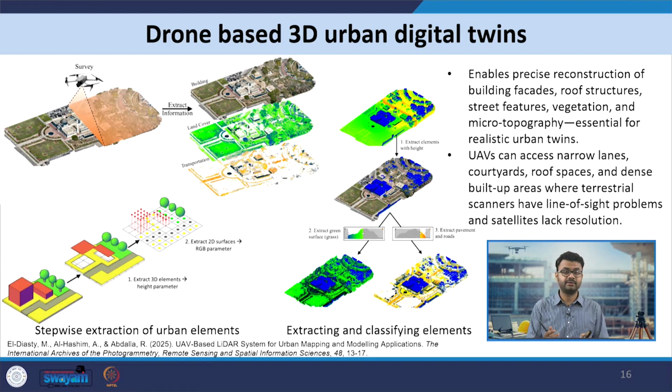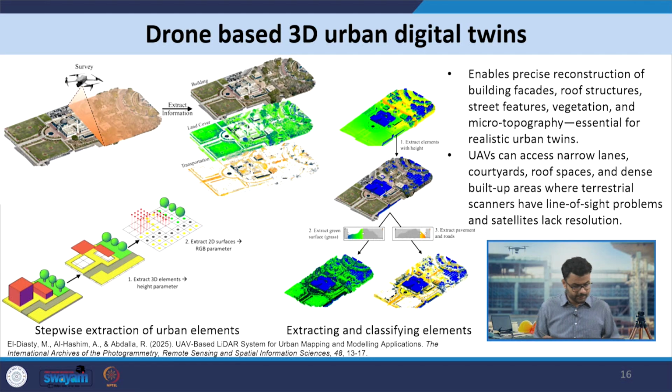And all these are essential for realistic urban twins. And drones can access narrow lanes, courtyards, roof spaces, and dense built up areas. And this is specifically an advantage of drones compared to conventional scanners, which have line of sight problems, or satellites, which, because of the lack of resolution, cannot really see what is happening.